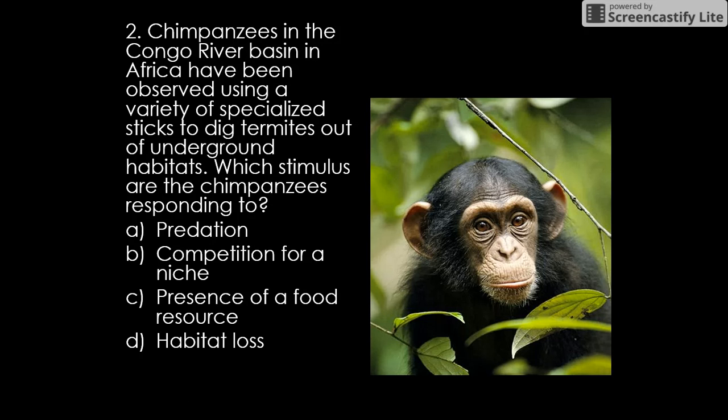They would crush them. C, presence of a food resource. The reason that these chimpanzees are digging into a hole somewhere, the reason they care about what's in that hole, is because they want to eat the termites. That is the reason they're digging in the hole. There's not going to be any other reason. They need food to survive. They found it in the hole. All right. Try those next two on your own, and when you're ready, we're going to go on to homeostasis.